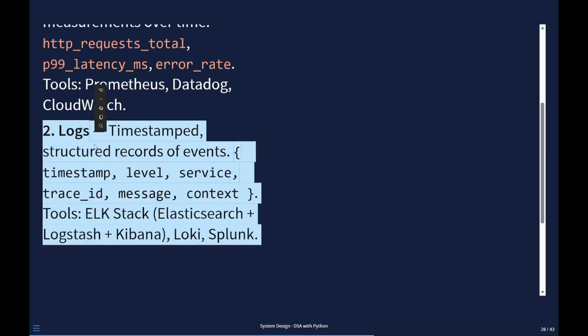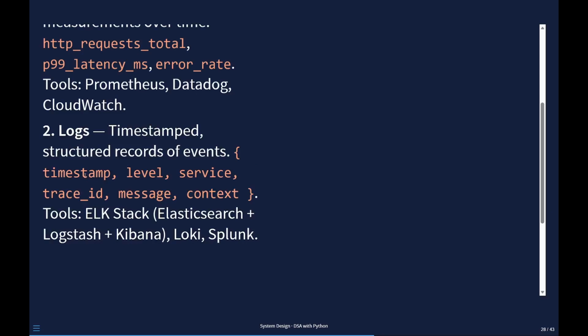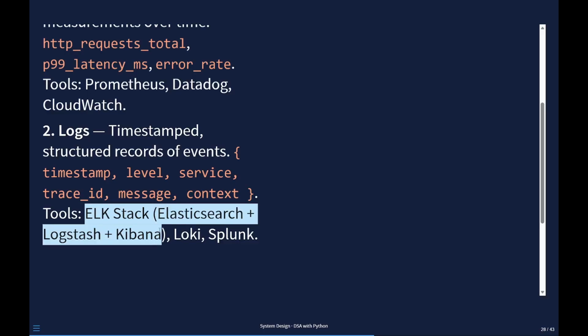Timestamped, structured records of individual events. Each log entry should be structured JSON, not free-form text string, with fields like timestamp, log level, service name, trace ID, message, and relevant context. Logs tell you what happened. Tools. The ELK stack, Elasticsearch, Logstash, Kibana, Loki, and Splunk.